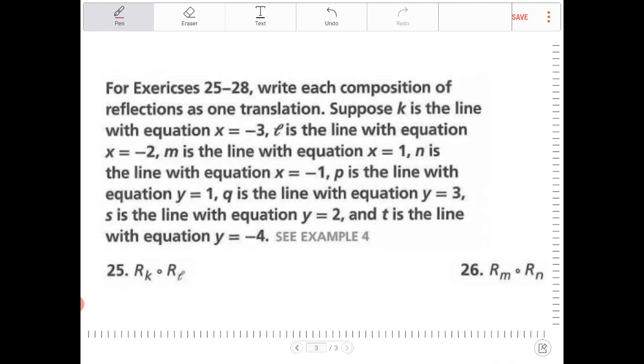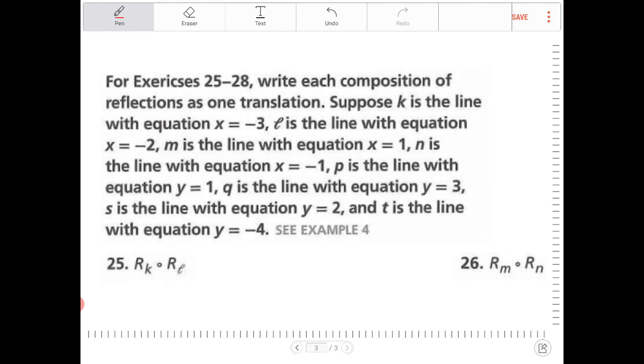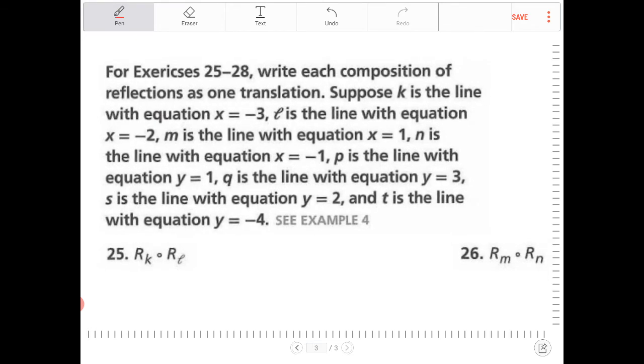All right. So for exercises 25 to 28, write each composition of reflections as one translation. Suppose K is the line with equation x equals negative 3, L is the line with equation x equals negative 2, M is the line with equation x equals 1. I'm not going to remember any of this, so I'm just going to skip ahead. It says right here, write each composition of reflection as one translation, right?